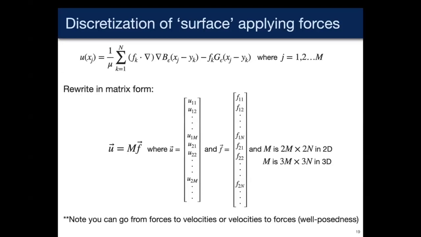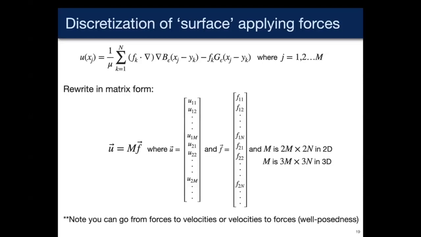So, this is just the equation I had on the previous slide. And the thing to note is now we can write this in matrix form. So we can go between our forces and our velocity. And that's what we usually do. We rewrite it in matrix form as U equals MF. I've written it out here so people can write it out.